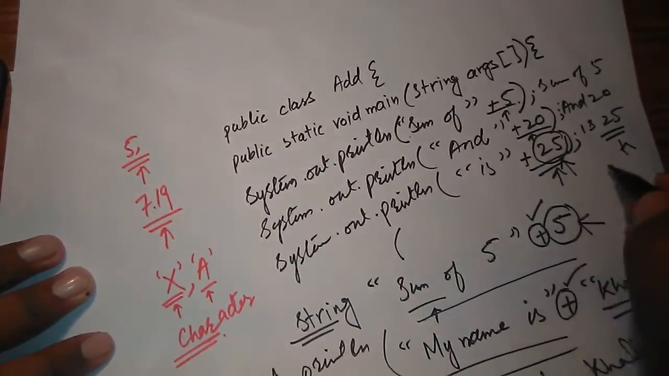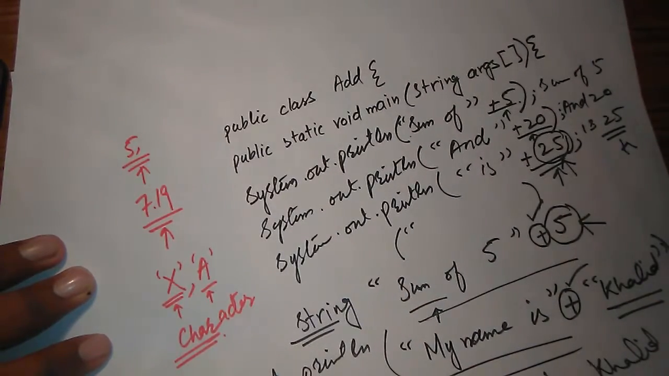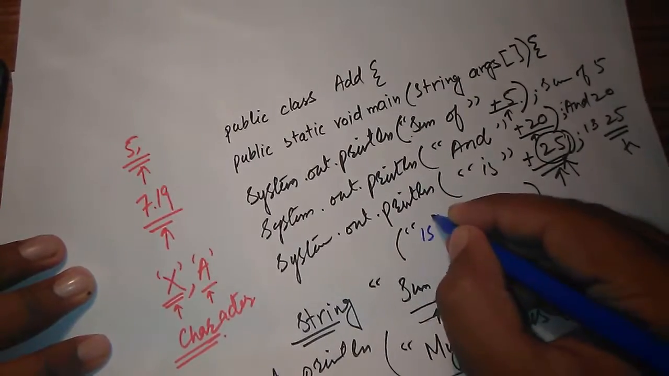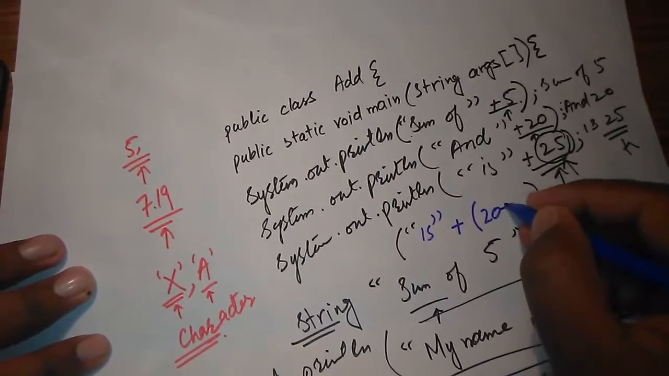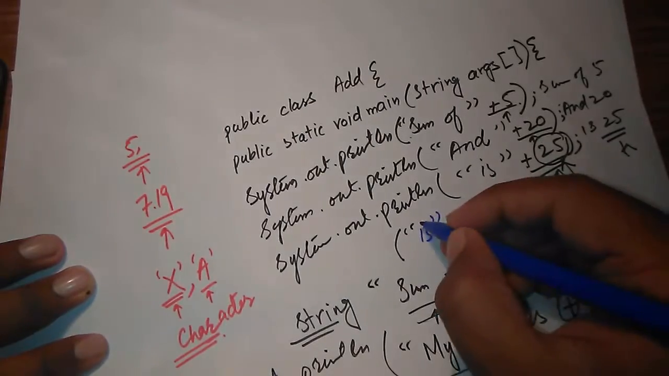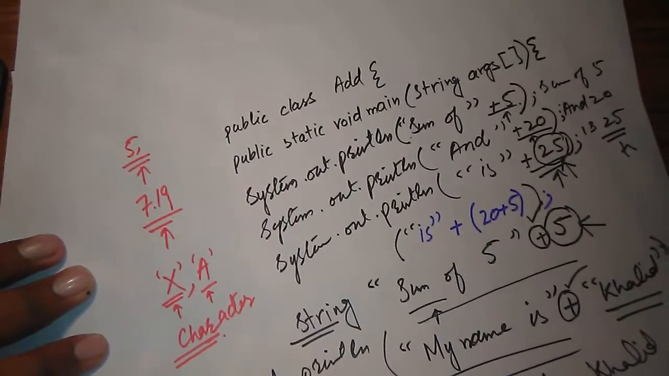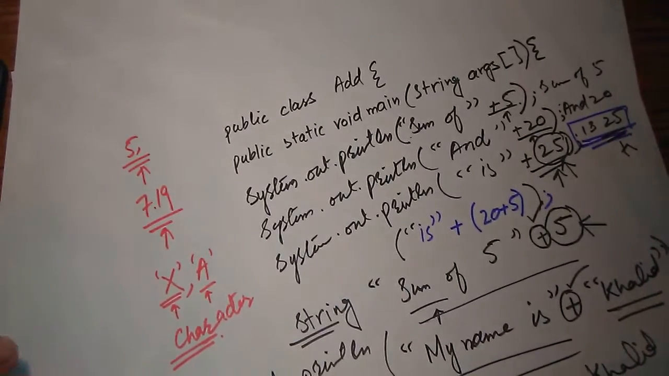For example, after println, I was writing "is". I have concatenated. Am I writing here 20 plus 5? The result will be the same as before, is 25. Now what is the meaning and the purpose of all this? I am going to conclude it here in this way as.